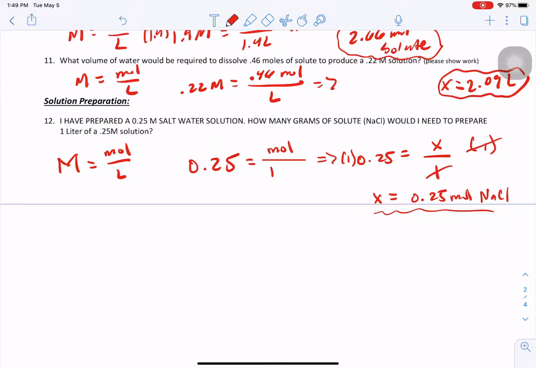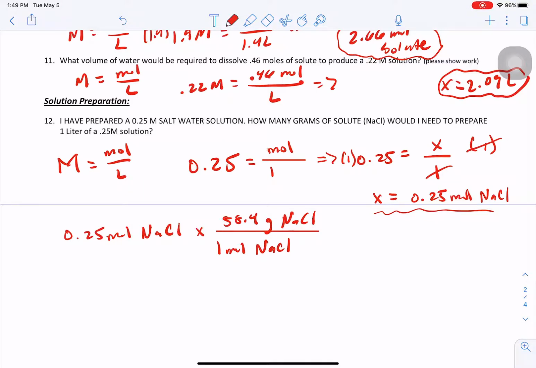So let's just set up a unit conversion. I'm going to do it over here. We're starting with 0.25 moles of NaCl. Let's get this into grams. All we got to do, 1 mole in the denominator. In the numerator, we're going to have 58.4 grams of NaCl. This can be found on the periodic table, where the periodic table tells you the amount of mass per 1 mole. So moles of NaCl cross off. Now we're left with grams of NaCl, and that's what we want.